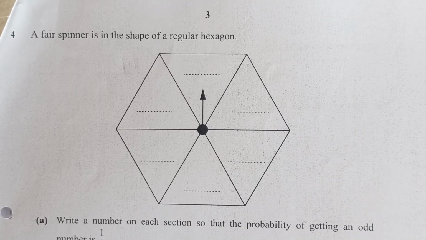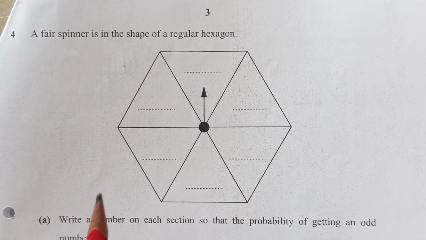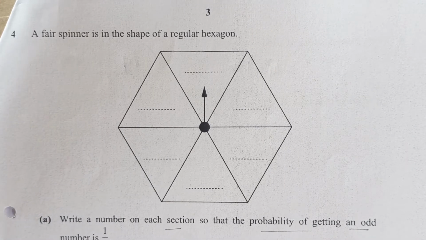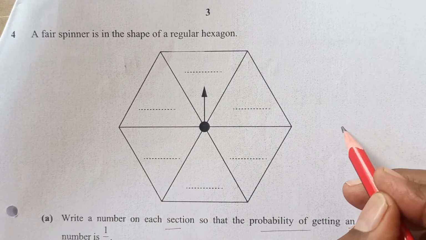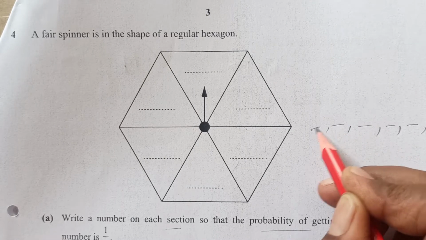Here we have another question. A fair spinner is in the shape of a regular hexagon, so you can see this hexagon here. Write a number on each section so that the probability of getting an odd number is 1 over 3. Now we have 6 sections here, right? So we should have 6 numbers, 1, 2, 3, 4, 5 and 6.